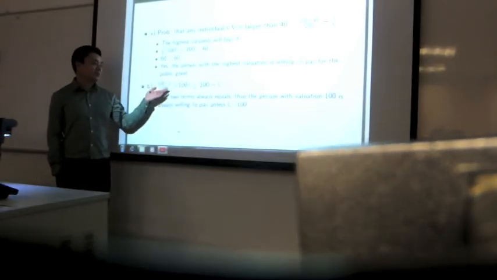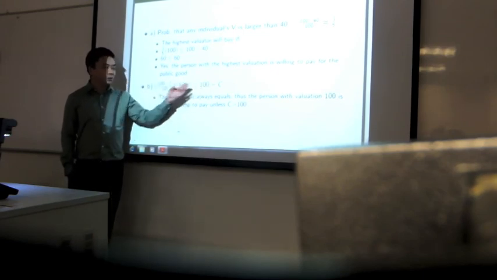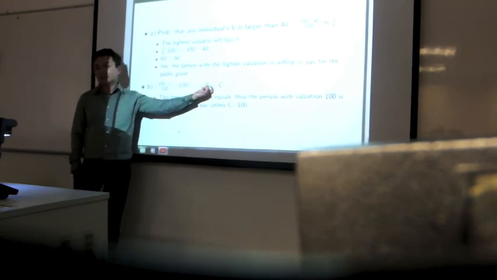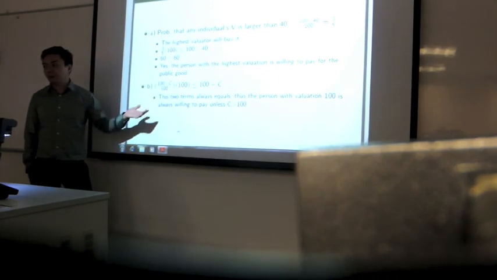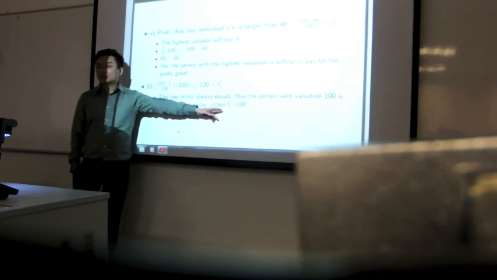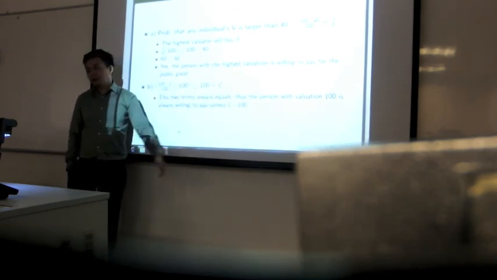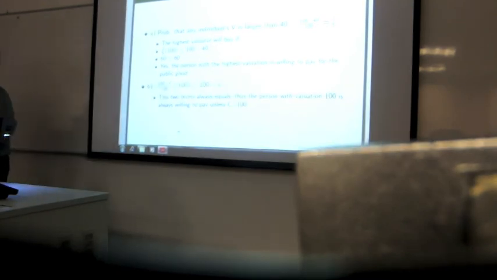Now, let's assume C is unknown. If C is unknown, that's part B. Actually, these two sides are equal. That means if my value is 100, these two sides will be equal for me, so I'll always be willing to pay for the public good if C is less than 100. If C is greater than 100, then this side is negative, and I will not want to pay for the public good. So that's the answer.